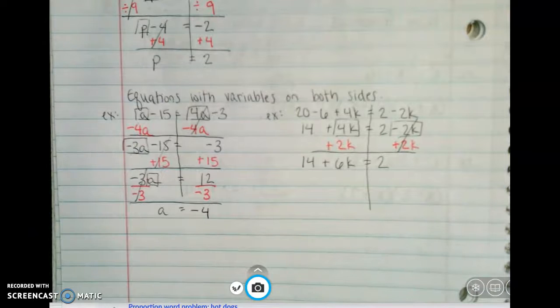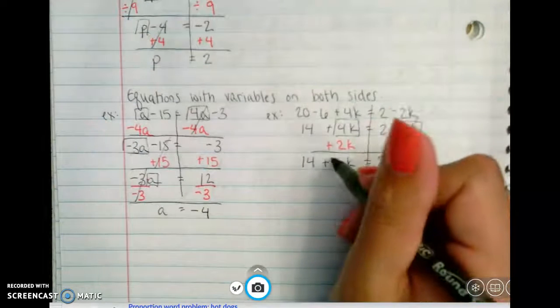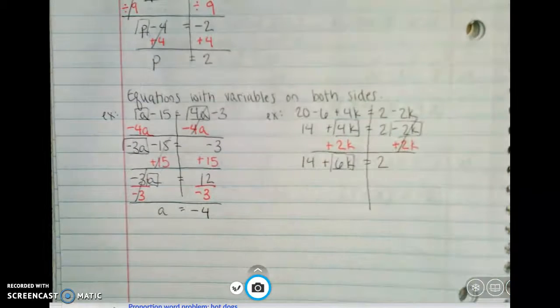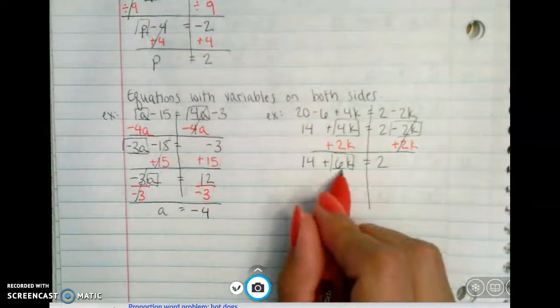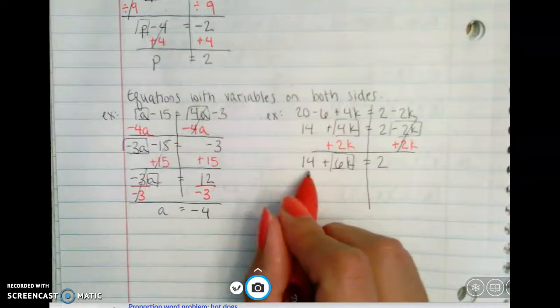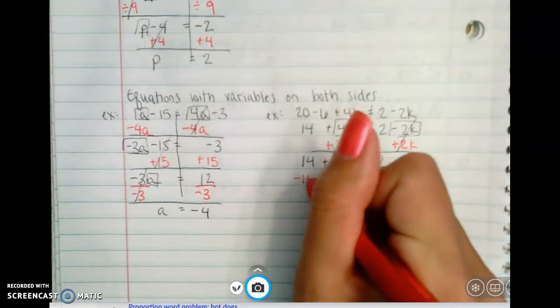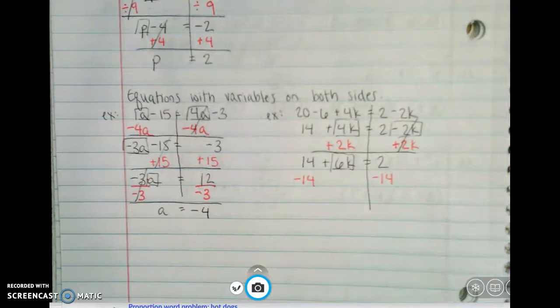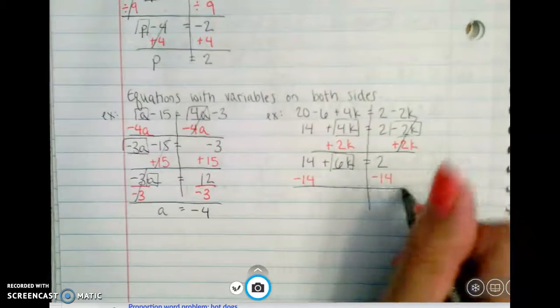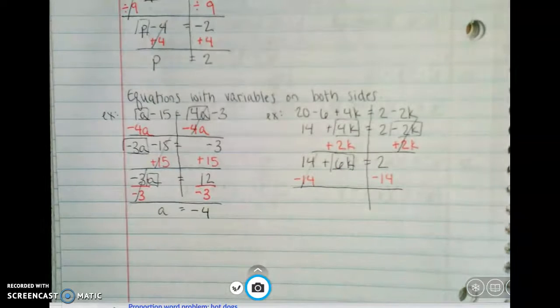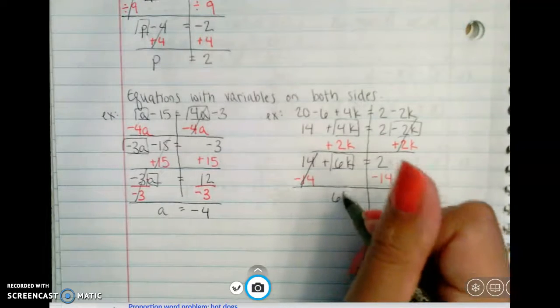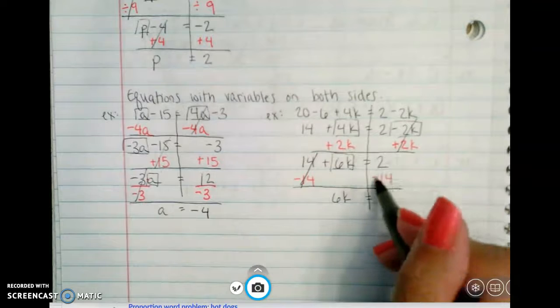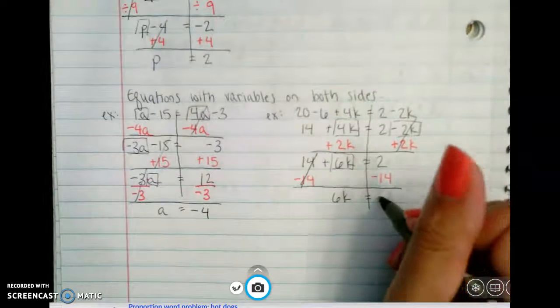Now I just have 1k, so I'm working on getting 6k by itself. Again, I'm solving using the opposites. So to get 6k by itself, I need to get rid of this positive 14. So I subtract 14 on both sides of the equation. And when I subtract 14, 14 minus 14 cancel out. I bring down 6k, and 2 minus 14 is negative 12.